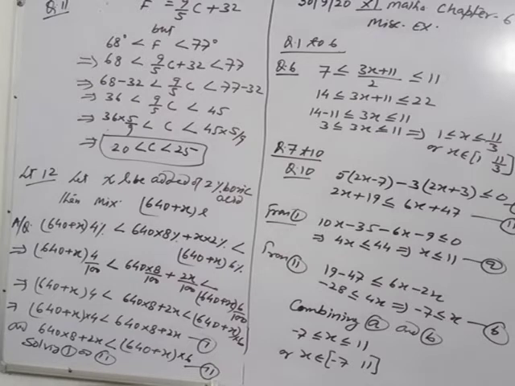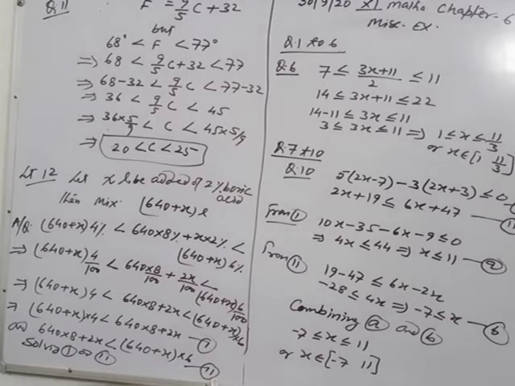Now in questions 7 to 10, similar questions are given. There are two combined inequalities; solve them separately and find the common value of x. See question number 10. The first inequality is 5(2x − 7) − 3(2x + 3) less than or equal to 0, and the second is 2x + 19 less than or equal to 6x + 47.